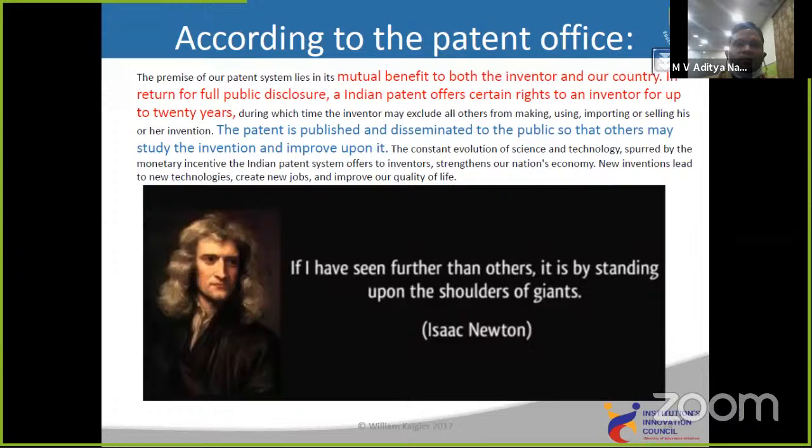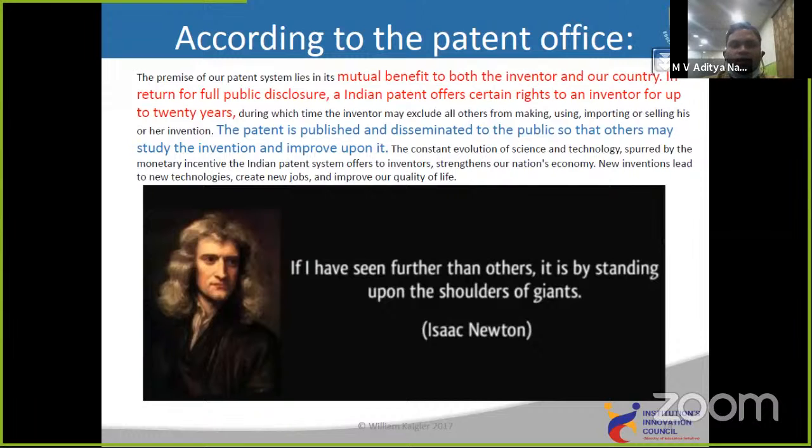In return for the full disclosure, the Indian Patent Office grants certain rights to an inventor for a period of 20 years. The patent is published and disseminated to the public so that others may study your invention and improve upon it. The focus is on improving the daily lifestyle of common people and driving the economy in a positive way.